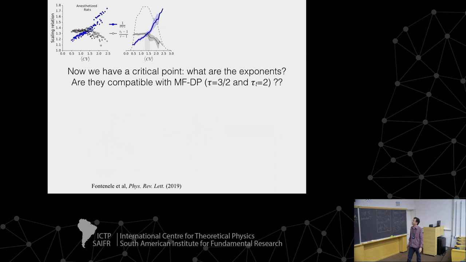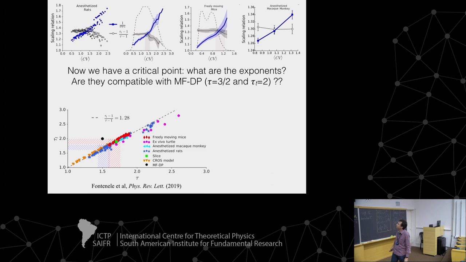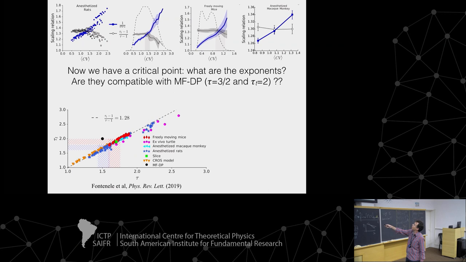We can do more than that. We can go and revisit that plane of exponents. If I have points here, it's because tau and tau_t have well-defined power laws. So I can take all the exponents that gave rise to these black points and put them in this plane, and they spread nicely, again, in a straight line.